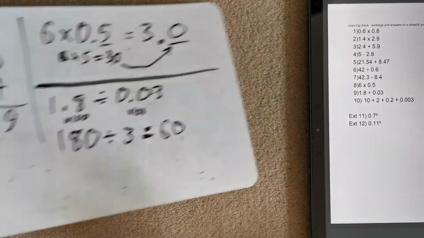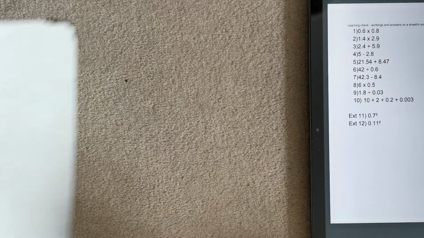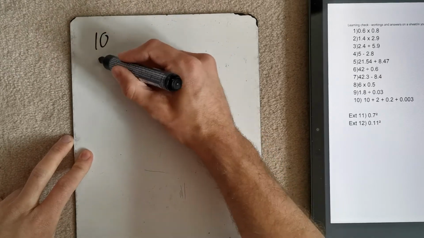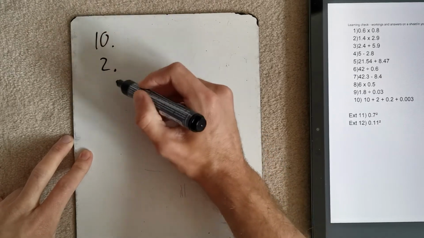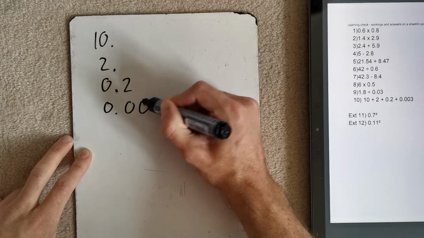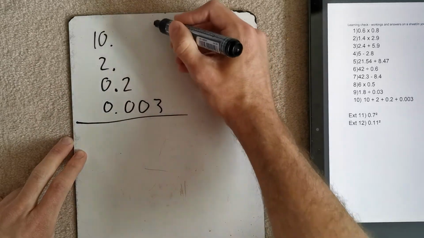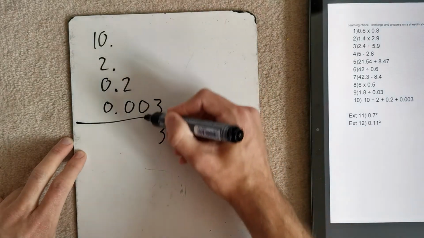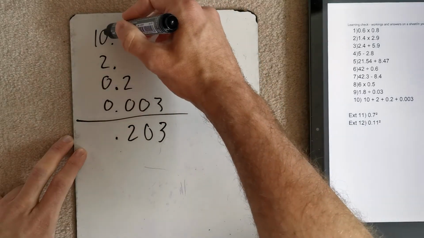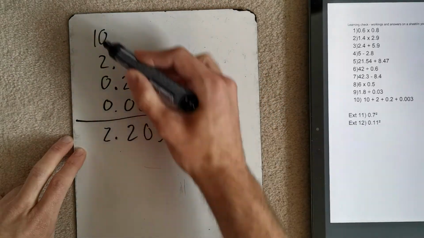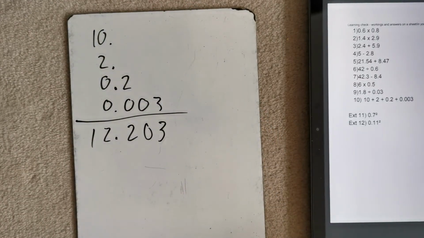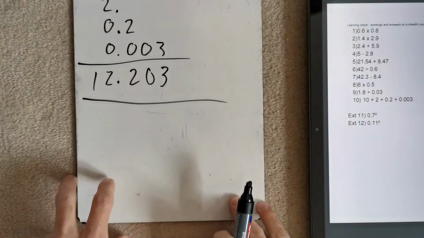Okay, next up, might need to do this vertically this time. So 10 add 2, line up your decimal points, add 0.2, add 0.003. Add these up: that just becomes a 3, then 0, then 2, then 0, 2, 1, and a load of blanks. 12.203 for that one. Okay, last couple.